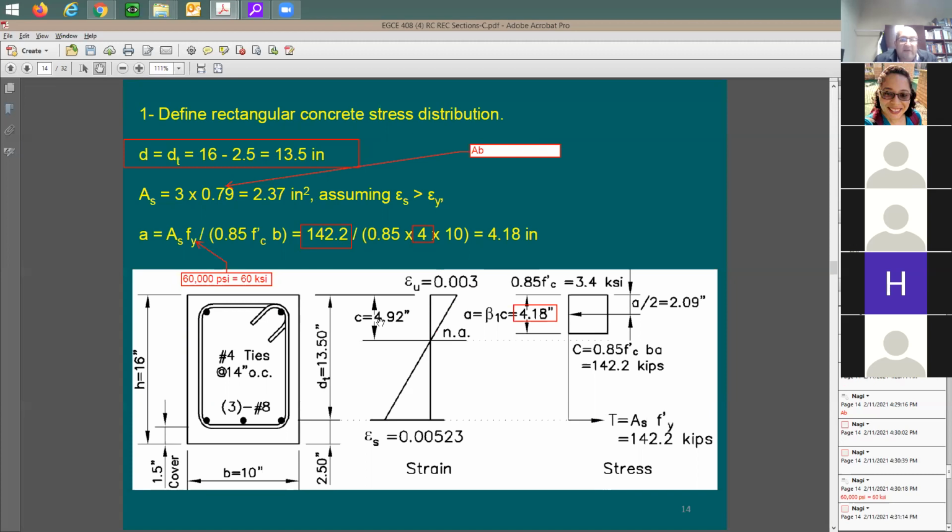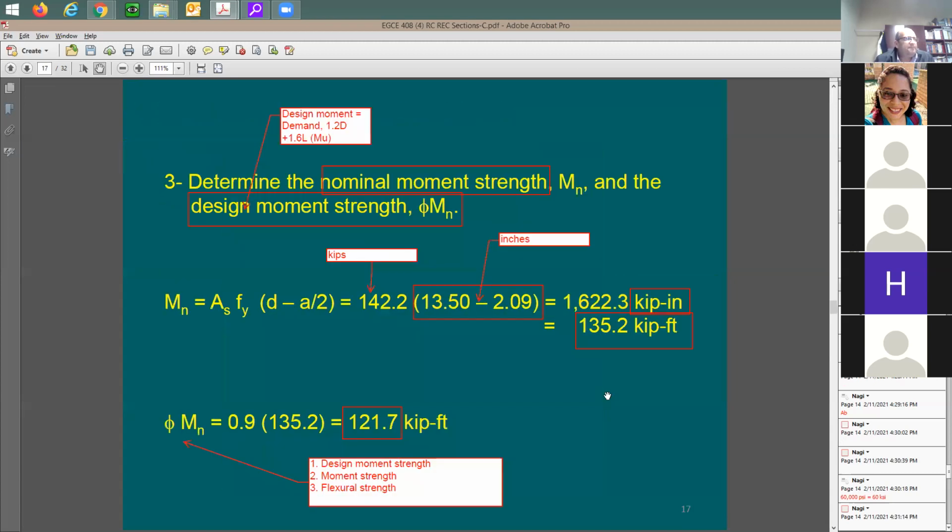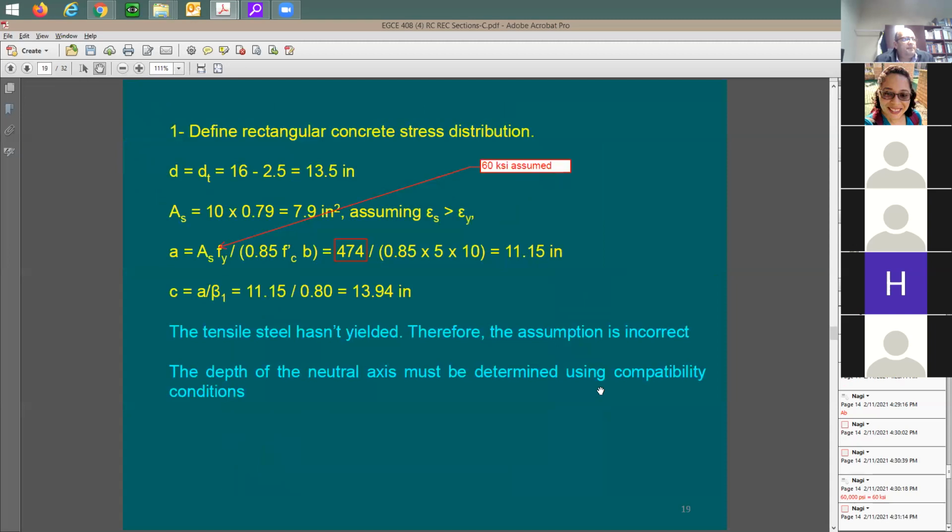Now in this case, I'm going to have two unknowns. One of these two unknowns is going to be the steel strain, and the other one is going to be the depth C. I don't have both of these two. So again, in the past, I just assumed this T to be at 60 KSI. Now I cannot go with this assumption. It's okay.